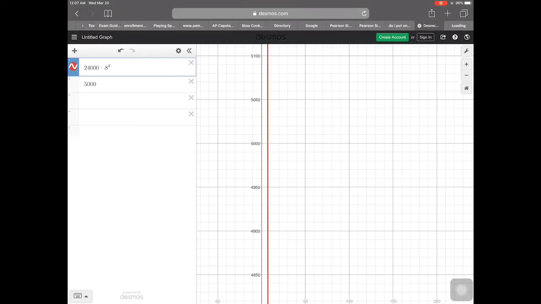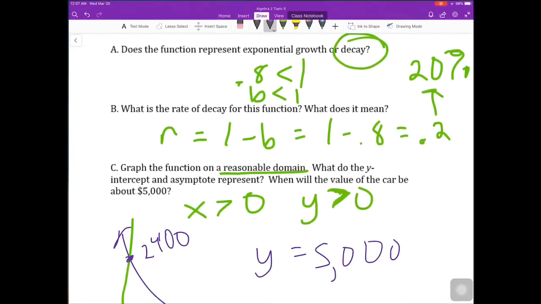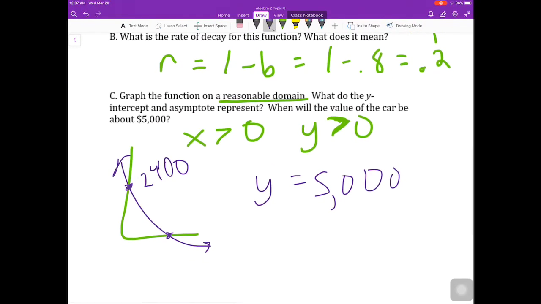So we then know that after 7 years, our car is going to be right at $5,000. And yeah, that's a real life question there, guys, because a car does depreciate that quickly.